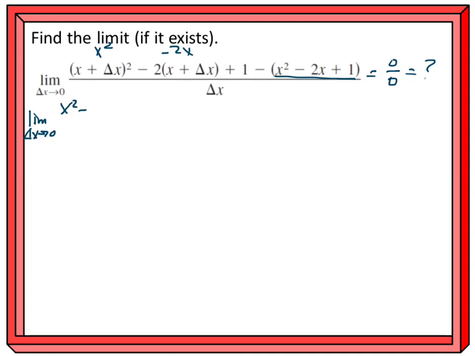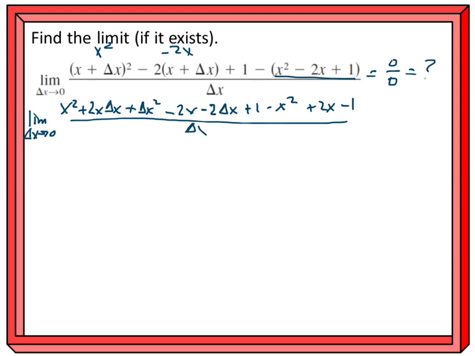So I have x squared plus 2x delta x plus delta x squared minus, and now I'm just going to distribute the 2 through there: 2x minus 2 delta x plus 1, and I'll distribute the negative sign through this last set of parentheses, minus x squared plus 2x minus 1, all of this over delta x. Alright, now let's see if anything magical happens.